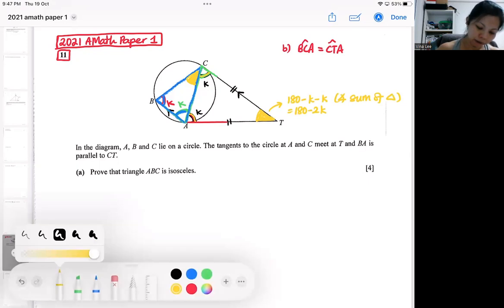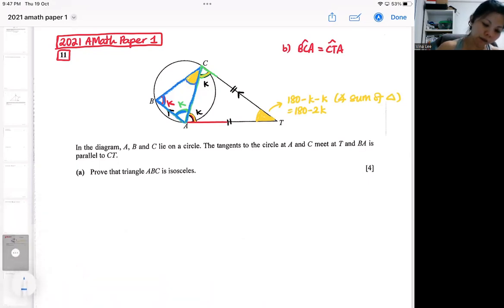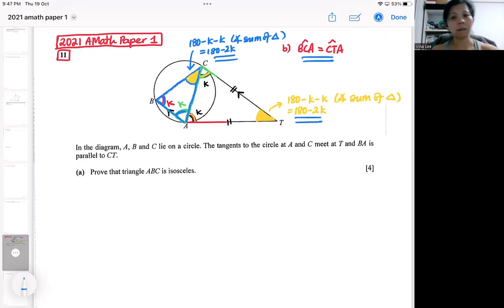Similarly, the same thing happens here. Because you already proved that it's an isosceles triangle, again you apply angle sum of triangle. So this angle is also 180 minus k. You do not need to explain why it is isosceles because you already explained it in the first part. You just need to quote that this is angle sum of triangle. And because they have the same algebra, therefore they are the same.